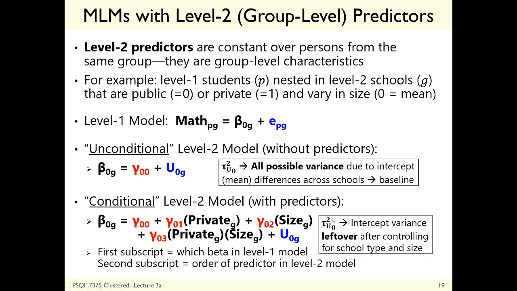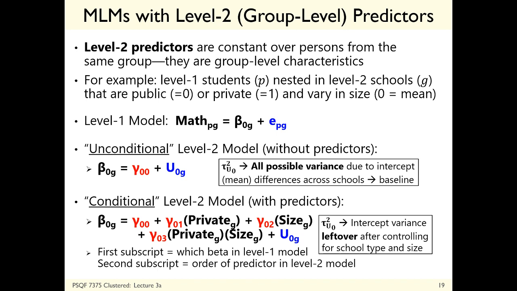Now the difference in interpretation has to do with what U0 means. This is now the idea of variance left over. So each school's mean is now a linear function of whether it's public versus private and how big it is. U0 then is how far off the real school's mean is from the one that's predicted based on type and size. So you can think of U0 as all the reasons why schools still differ from each other in their mean math after controlling for private and size.